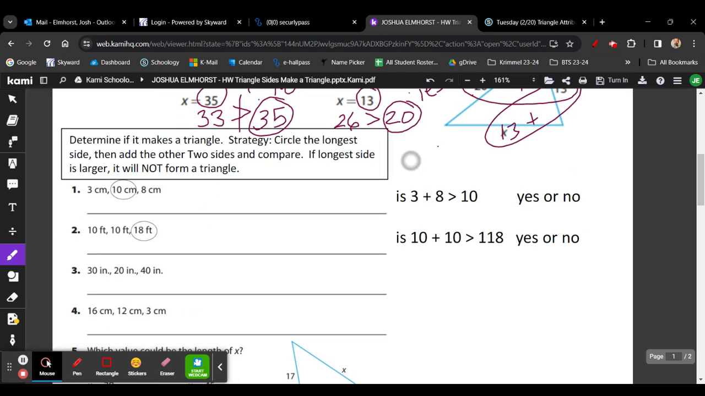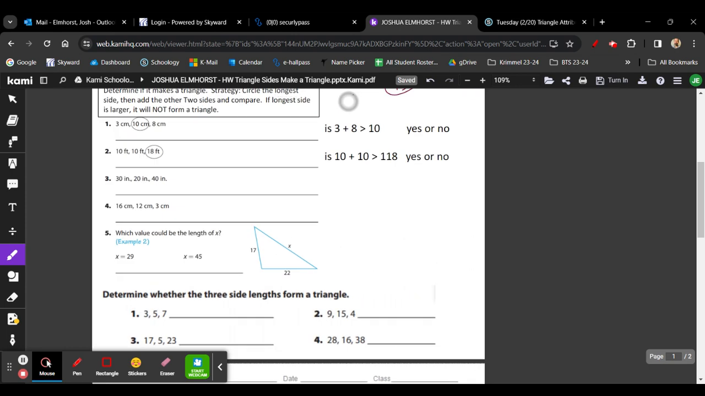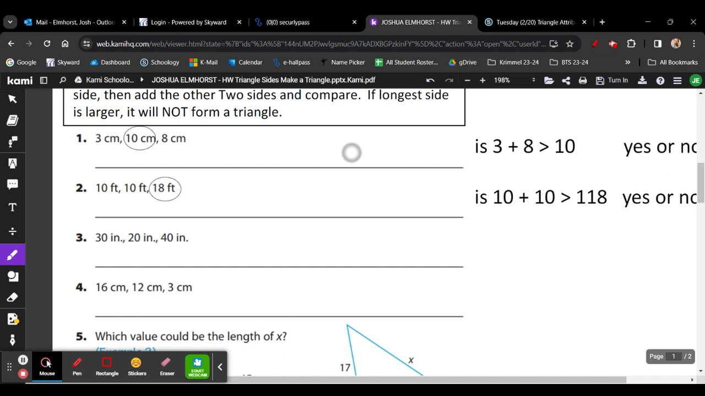Okay, so go through 1 through 5 and then 1 through 4 on the bottom. So let's take 5 minutes, apply the strategy of circling the longest side length and then adding the other two together and answering the question of yes or no, would the two shorter sides be long enough to make a triangle with the longest side? One small detail, there's a typo here. That should be 18, not 118.